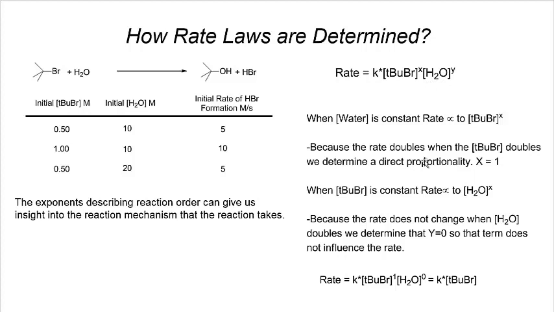Okay, so we take this information, plug this back into our rate law. Rate equals k, a constant, which all rate laws will have, times the concentration of both of our reactants, in this case, tert-butyl bromide and water, raised to our exponent powers. In the case of tert-butyl bromide, 1, and in the case of water, 0. This then simplifies down to a reaction rate of k times the concentration of tert-butyl bromide.